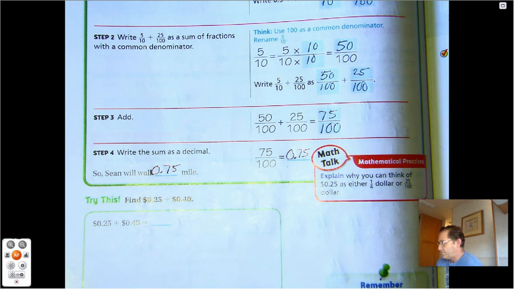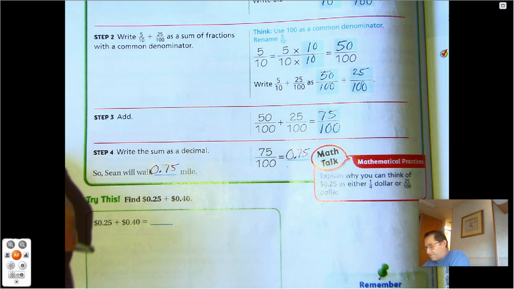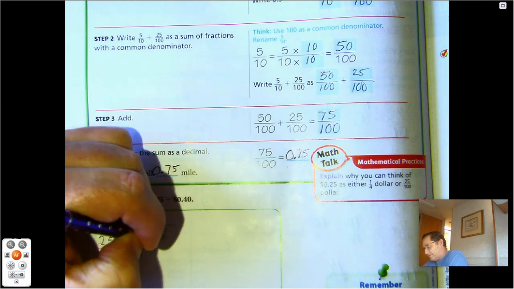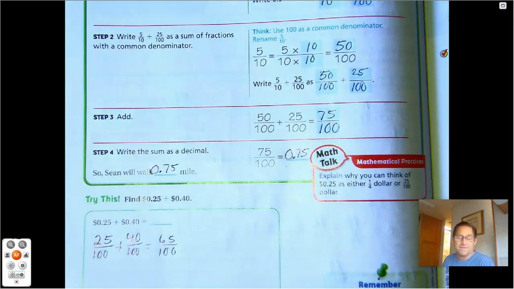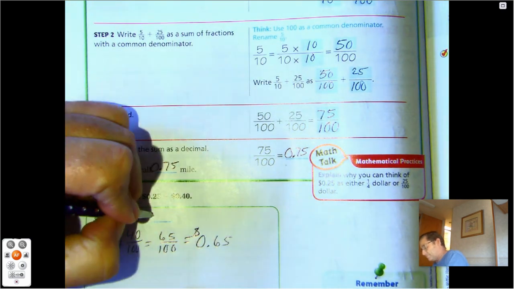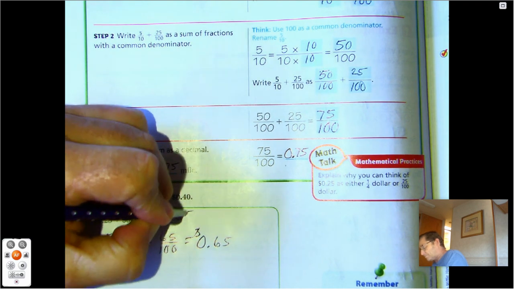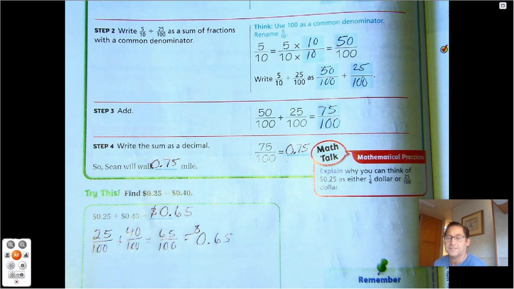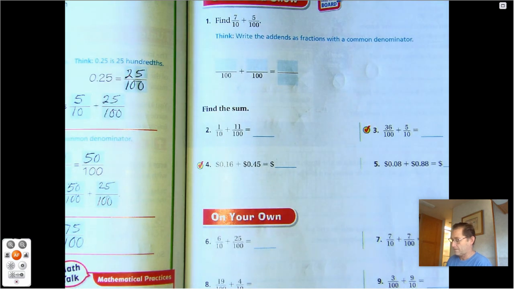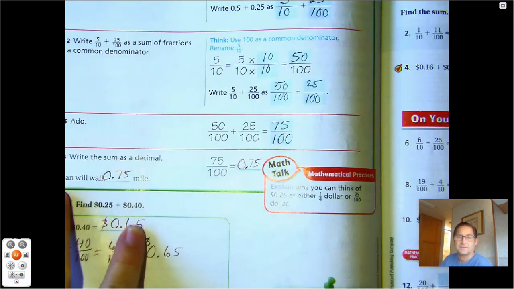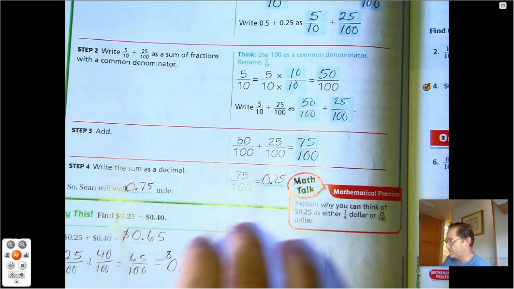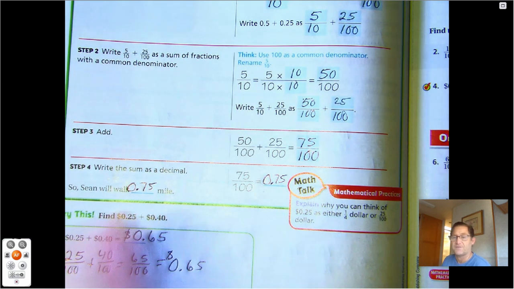Find 25 hundredths plus 40 hundredths. Well, 25 hundredths plus 40 hundredths, that would be 65 hundredths. And 65 hundredths is written 0.65, so we have 65 cents. Now there's different ways of adding. There's another method for adding the decimals, and we'll talk about that. Right now we're just practicing changing the decimals back into their fractional form.